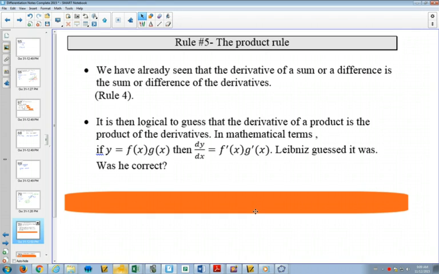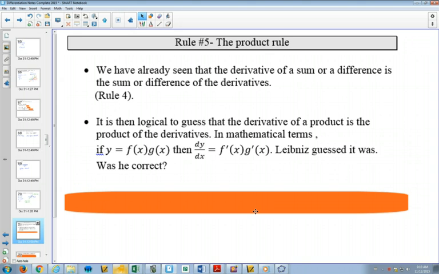So Leibniz said, well, if adding and subtracting was so straightforward, why can't multiplying be so straightforward? Everything that we've done with derivatives so far has been beautiful. It looks nice. Derivative of sine is cos. So if I have two functions multiplied together, why can't I just take the derivative of each and work from there?